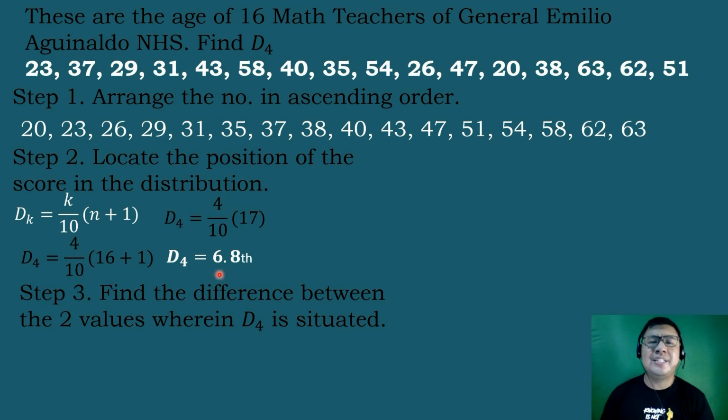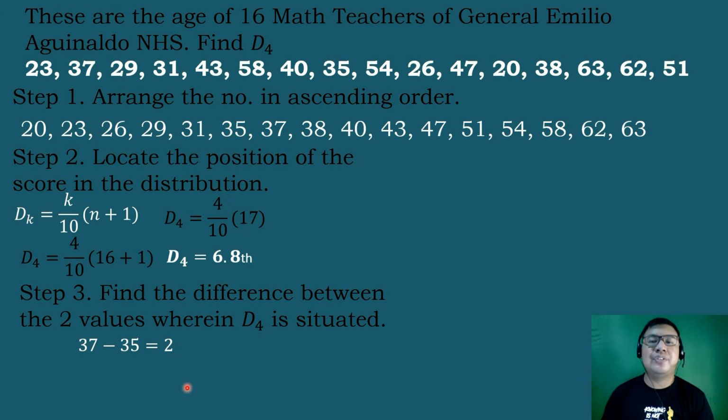Decile sub 4 is situated somewhere in between the 6th and the 7th number, because decile sub 4 is equal to 6.8. So it is in between the 6th and the 7th number. So we will locate the 6th and the 7th number here in step 1. So we have, this is the first number, second, third, fourth, 5, 6, and this one will be the 7th number. So we will be subtracting these two numbers. 37 minus 35 will be equal to 2.